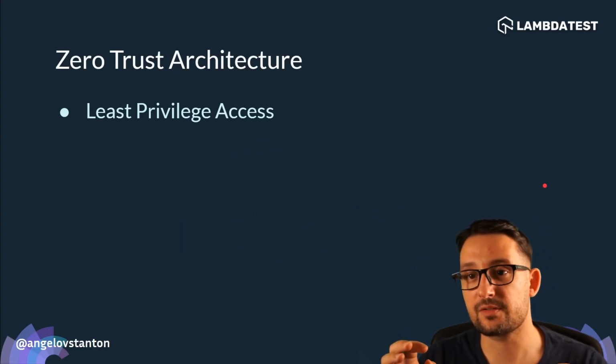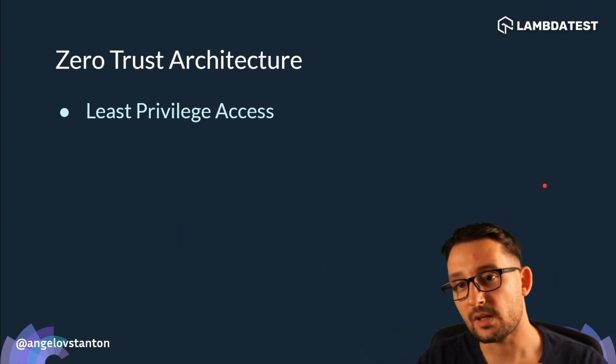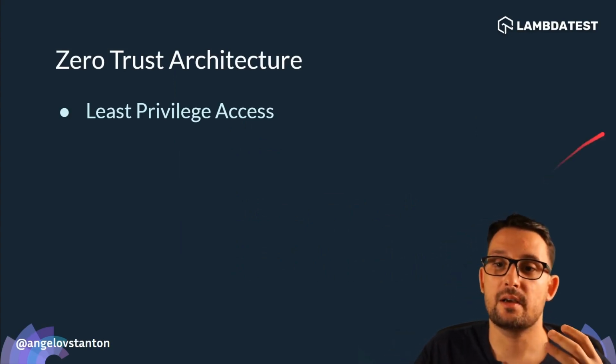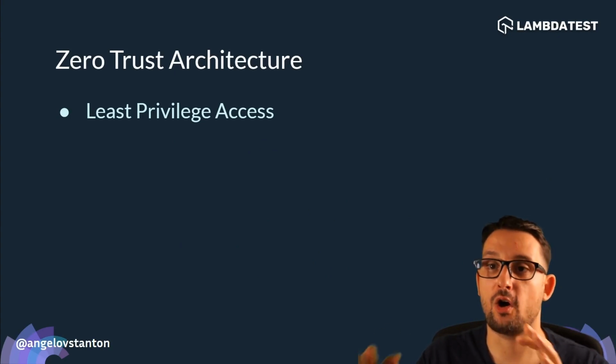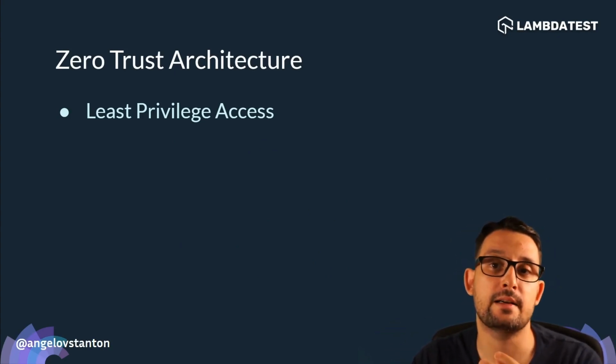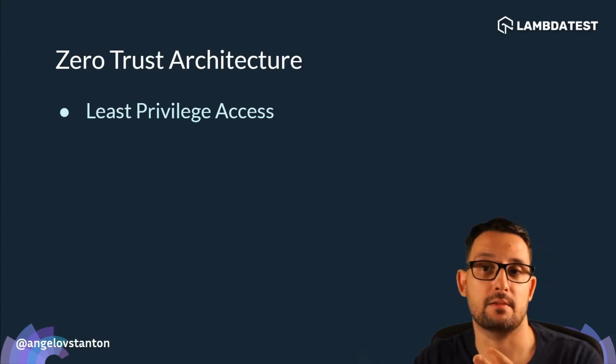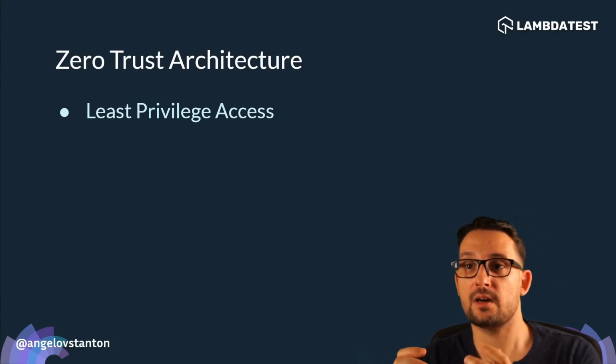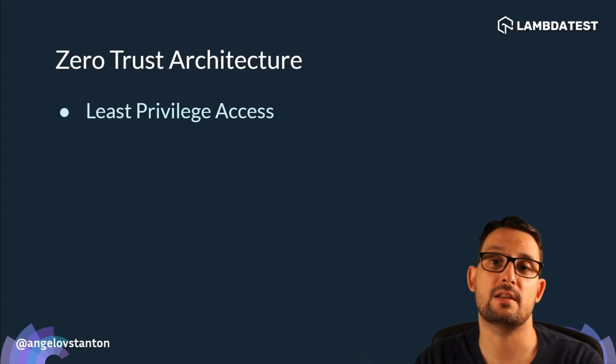Let's discuss some of the key concepts here. The first one is least privilege access. Only grant users and systems the minimum permission necessary to perform their tasks. This reduces the risk of unauthorized access of data breaches.